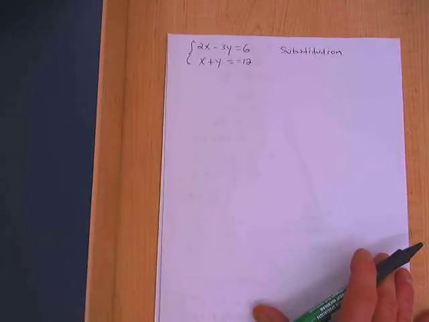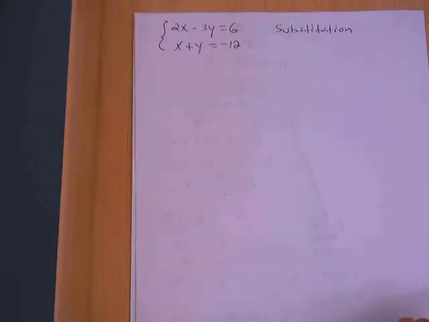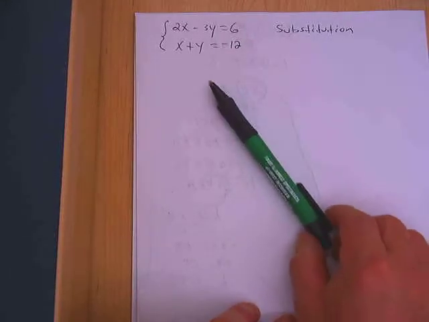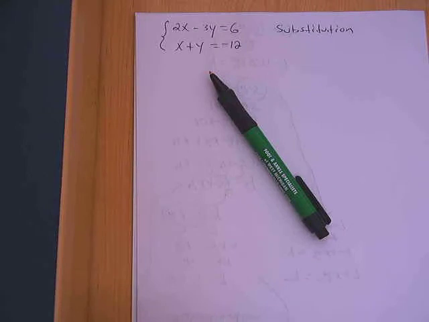Okay, so we're going to solve this one with substitution again. Now, what was the first piece of advice I gave you? Look for a variable in either equation that has a coefficient of 1, and if not 1, then negative 1. Do you see a variable anywhere that has a coefficient of 1?